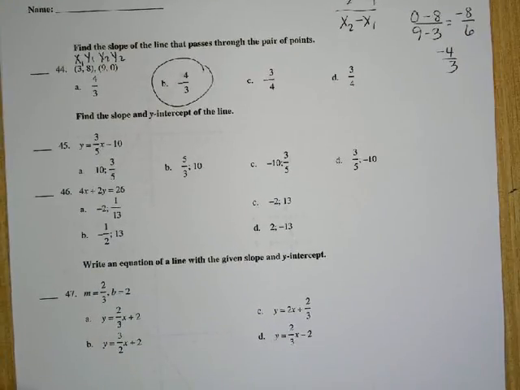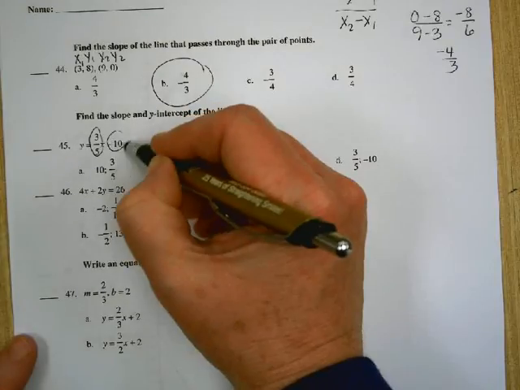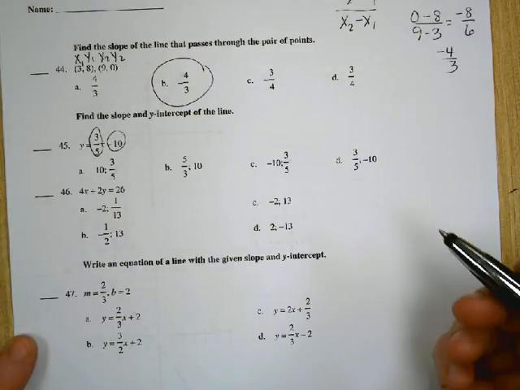45 asks you to find the slope and the y-intercept, and basically you're just identifying it from the problem. This is your slope, and this is your y-intercept. So it would be 3/5 and negative 10.